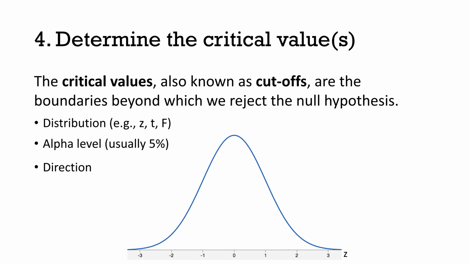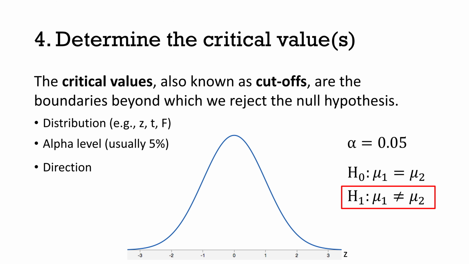Here's an example with a Z distribution. Let's say we're conducting a hypothesis test with a 0.05 alpha level. Note that 0.05 is the same as saying 5%. And assume that these are our hypotheses. The research hypothesis here contains not equal to, so this will be a two-tailed test.